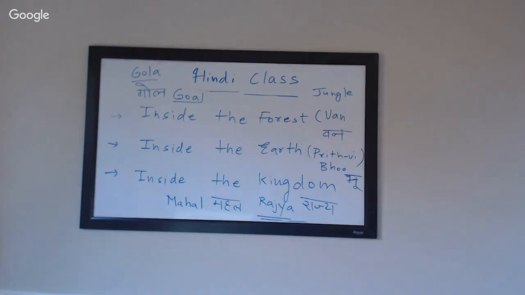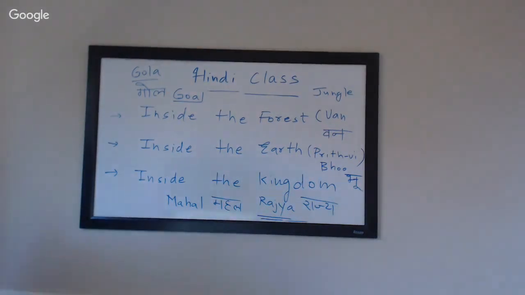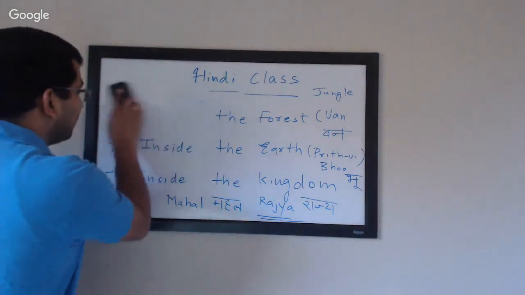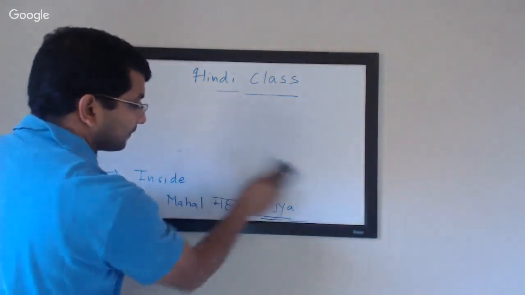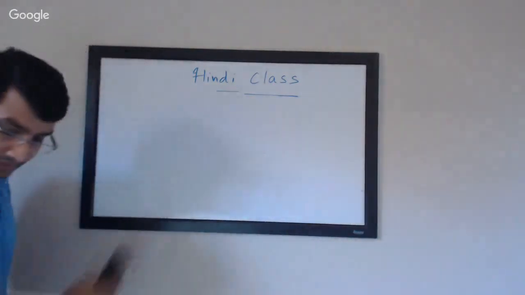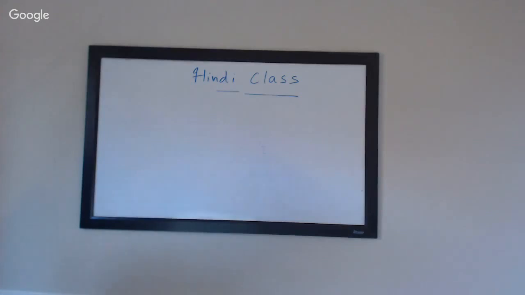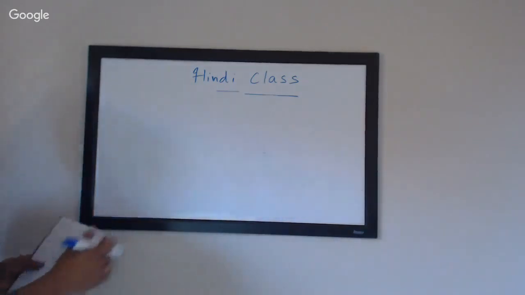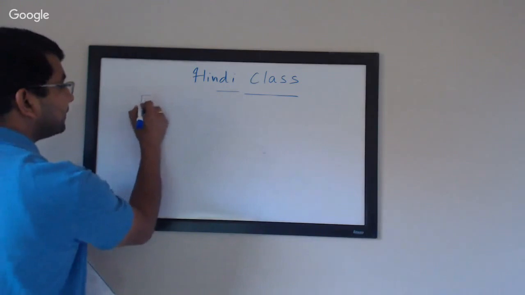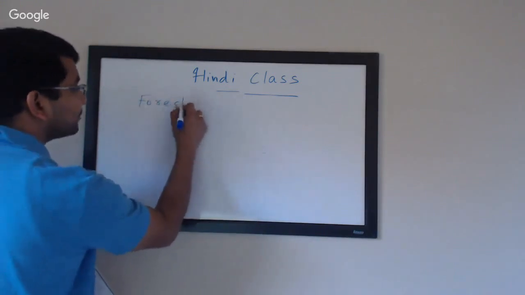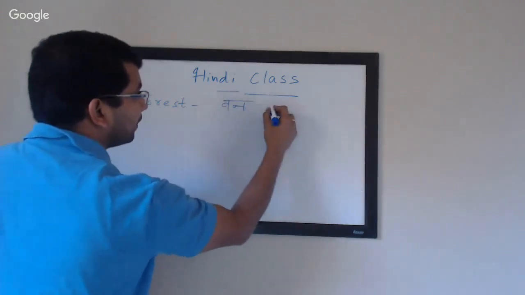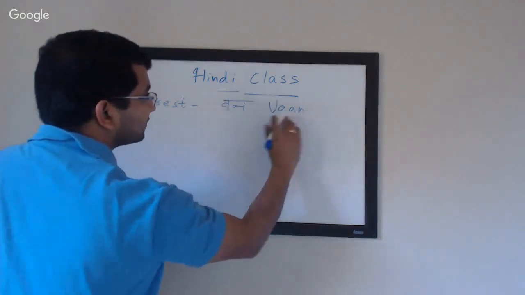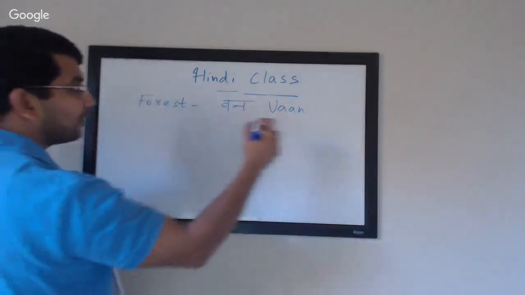Perfect, no question. So this is a segue for us to move to the second part of this class, which is the vocabulary part. So let's do some of it we already covered. So I'm gonna just rewrite it here again, just to make sure that you are able to make notes. Forest is van. Read it as van, okay, van, or jungle.